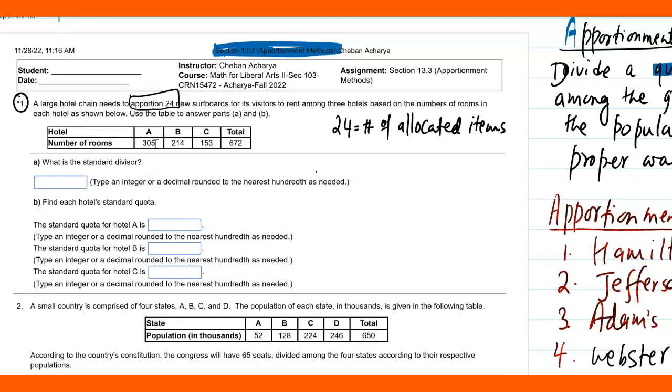person here, because you want to divide this 24 surfboards. Remember that the number of allocated items, 24, which are the surfboards, among 3 hotels based on the rooms they have. Therefore, here the number of rooms is the population, and the total number of rooms among the 3 hotels is going to be 672 rooms. And the first question is, what is the standard divisor?